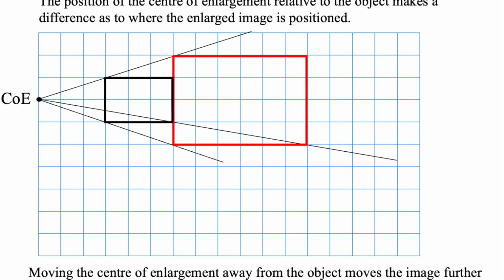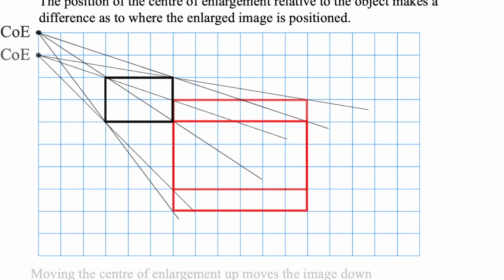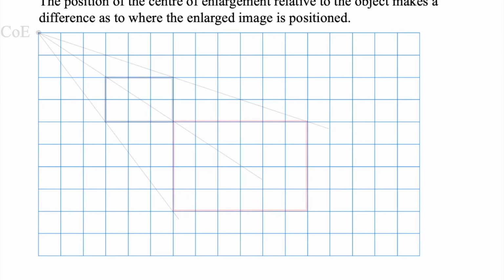Moving the center of enlargement away from the object moves the image further away in the opposite direction, and then moving it up and down as well. Moving the center of enlargement up moves the image down, and vice versa.